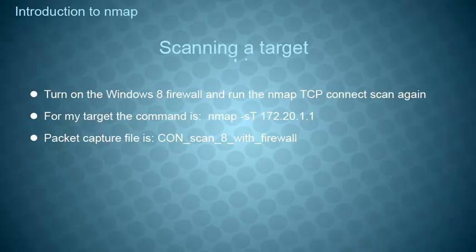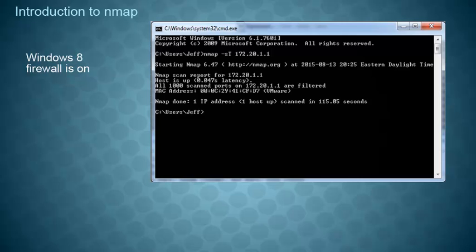Now let's go ahead and run that same TCP connect scan against the same machine, except this time we'll have the firewall turned on. Okay, I went ahead and I ran the TCP connect scan against that machine. This time I turned on the Windows 8 firewall. So now you see here on the scan report, host is up. All 1,000 scan ports on that machine are filtered, meaning the firewall is blocking access to all of them.